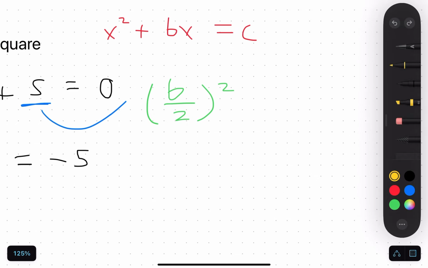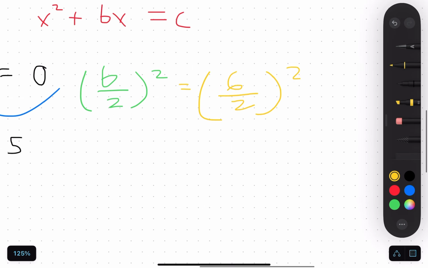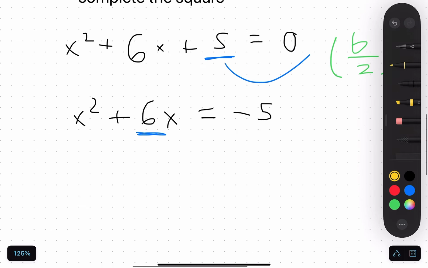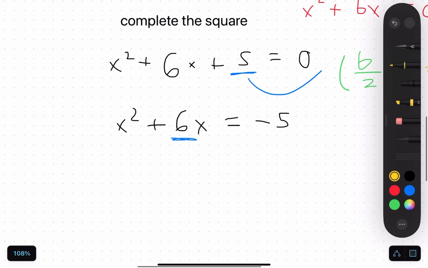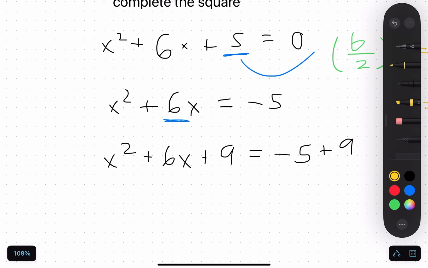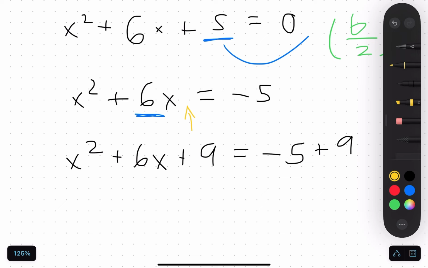So that becomes 6 over 2 squared. What's 6 over 2? 6 divided by 2 is 3. So we have 3 squared, and 3 squared is equal to 9. Now that we found the constant, which is 9, we simply add 9 to both sides. So that becomes x squared plus 6x plus 9, and then -5 plus 9. We added the constant to both sides, where I put the arrows. This is side 1 and this is side 2, if that makes sense.